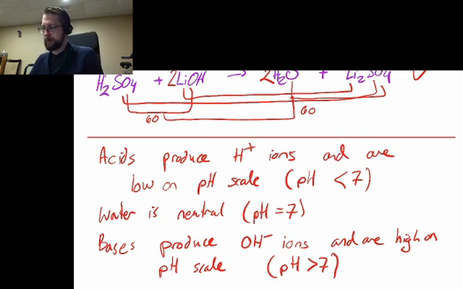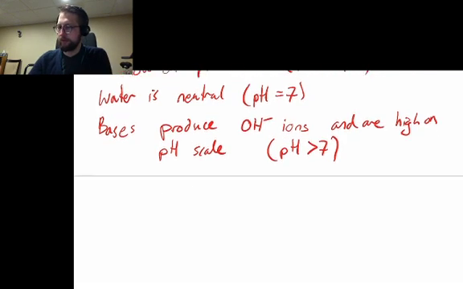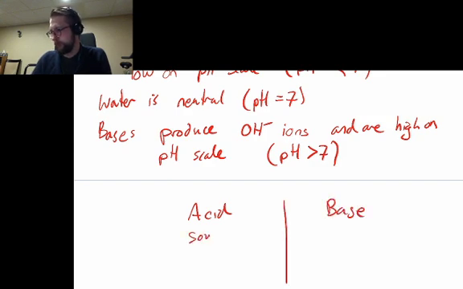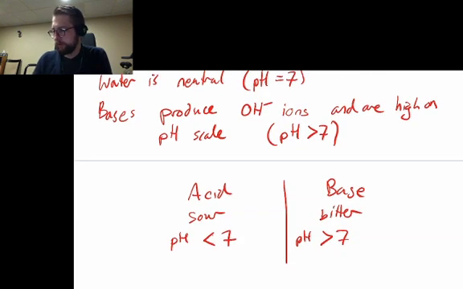That's pretty much the most important aspects. Maybe there's some properties there. Acids are sour, bases are bitter. So let's maybe make a little table here. Acid and base. We've got sour, bitter, less than 7, more than 7, pH, slippery to touch. Usually acids are not slippery.